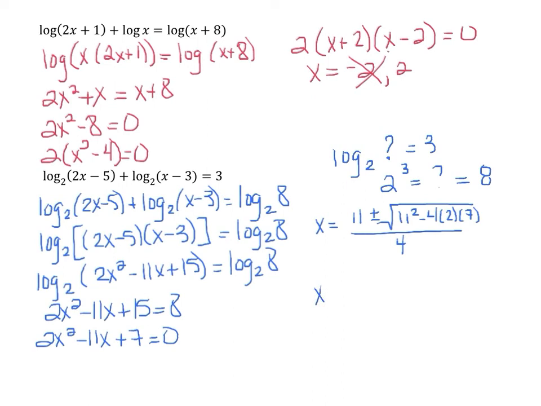And that gives me 11 plus or minus the square root of 65 over 4. But again, I have to remember logarithms cannot be negative, so I'm really going to take 11 plus the square root of 65 over 4.